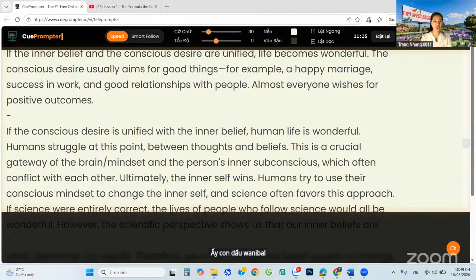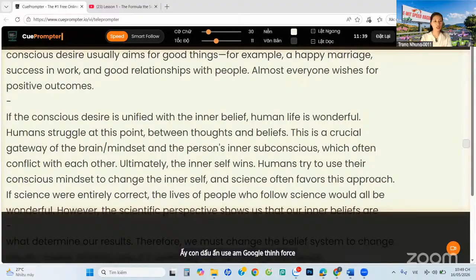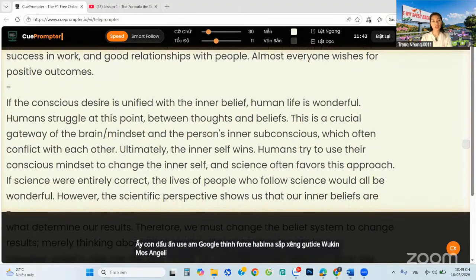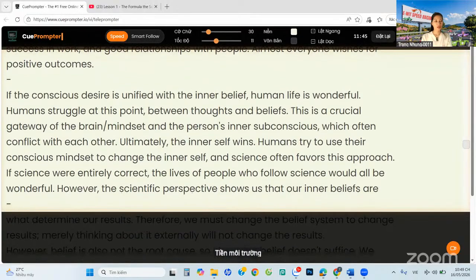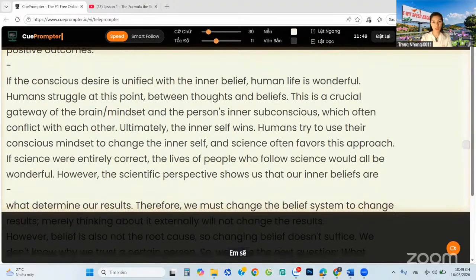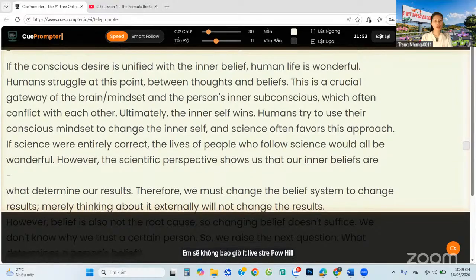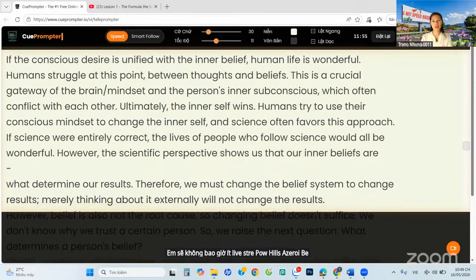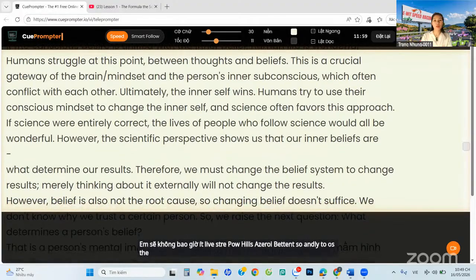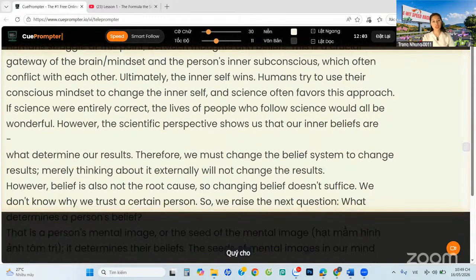The conscious design is usually for good things. For example, a happy marriage, success in work, and good relationships with people, almost everything which is a positive outcome. If the conscious design is aligned with the inner belief, human life is wonderful. Human structure at this point sits between thought and belief. This is a crucial gateway of the brain, the mindset, and the person's inner subconscious, which often conflict with each other.